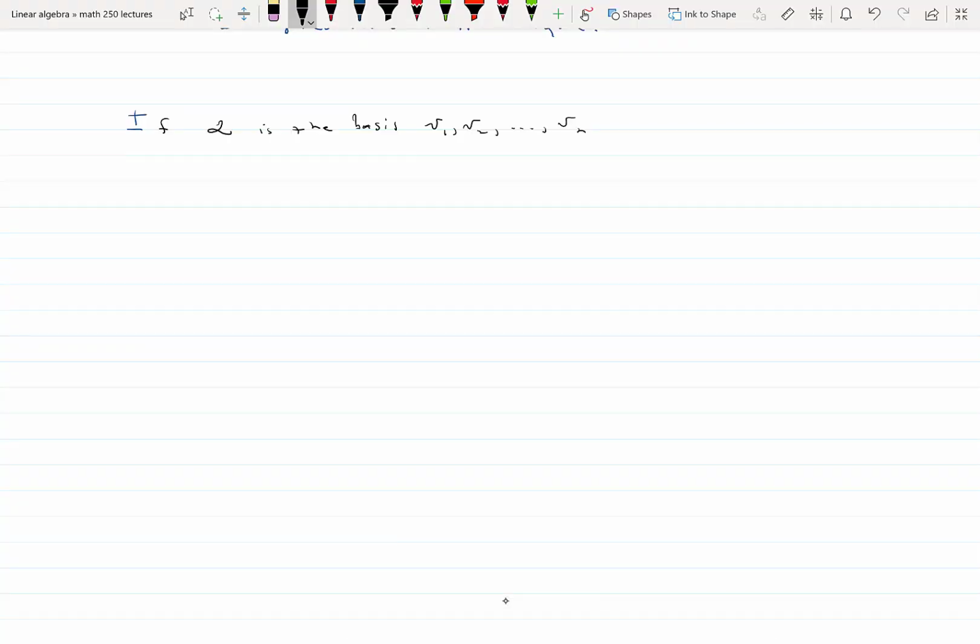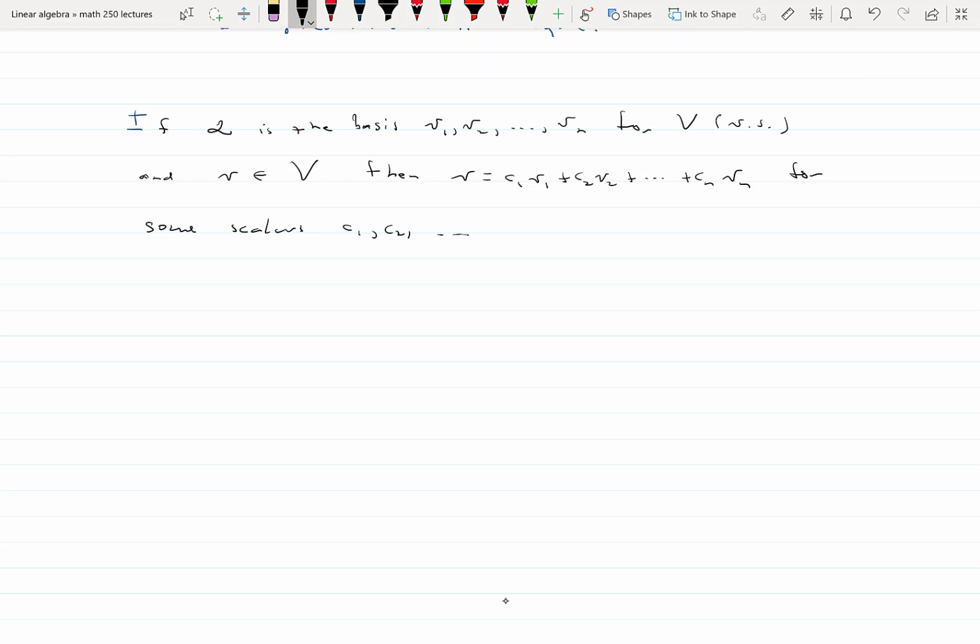So if alpha is the basis, let's say v1 to vn, sorry about that, folks, for the vector space V, and v is an element of the vector space V, then v equals c1 v1 plus c2 v2 plus dot dot dot plus cn vn for some scalars c1, c2 all the way up to cn. I haven't said anything new here. I've just identified the basis by the small Greek letter alpha. That's all I've done here.